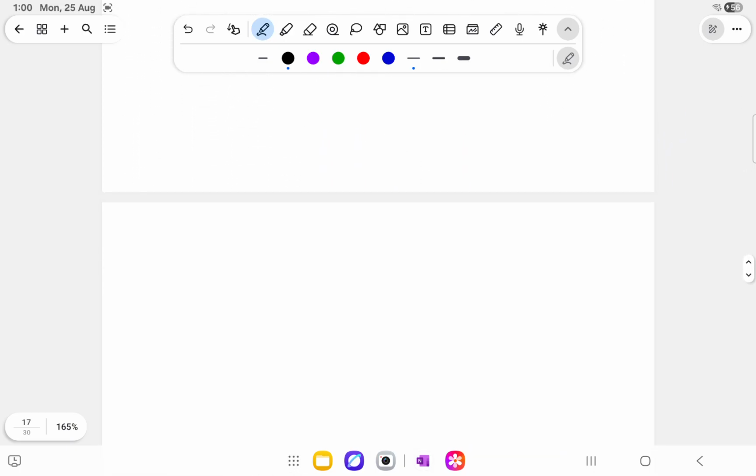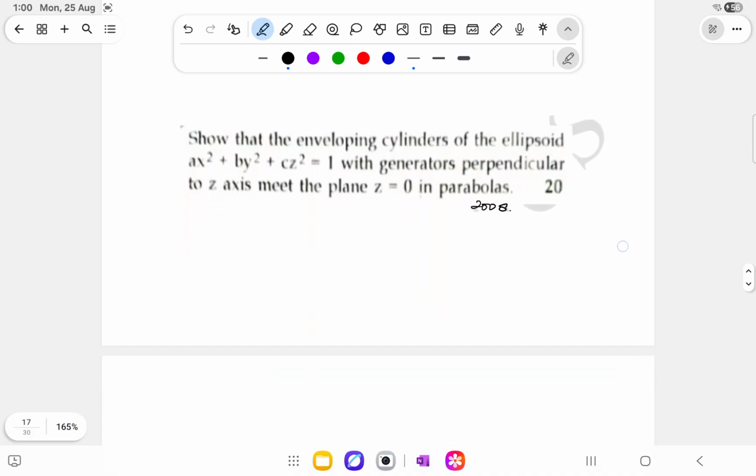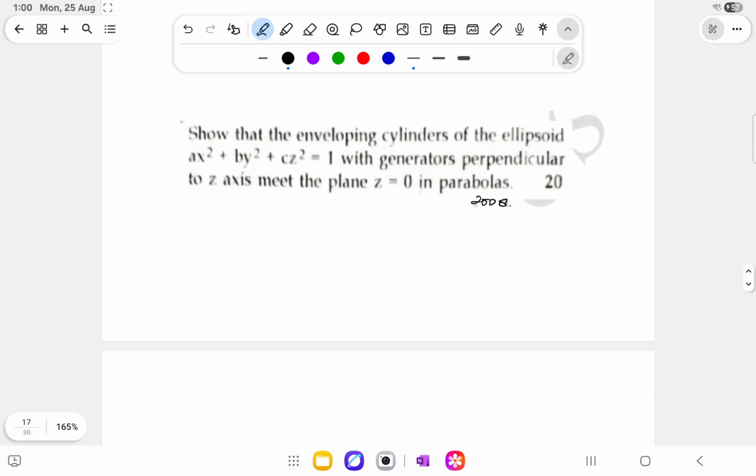Let's move on to the next question. It says, show that the enveloping cylinder of this ellipsoid with generators perpendicular to the z-axis meets z equals 0 in a parabola. First we are supposed to find the equation of the enveloping cylinder, and then cut that with plane z equals 0, and show that the section we get is a parabola.